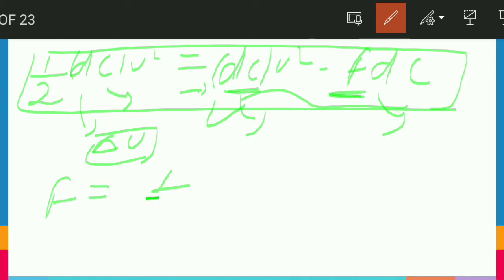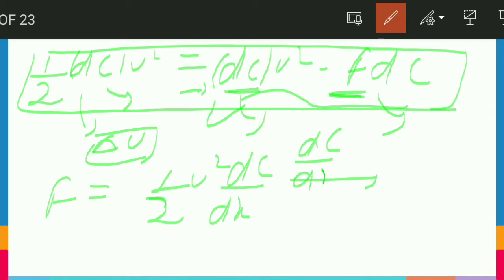F equals half V square dC upon dx. So just by doing dC by dx, where we have our C, we will get our answer: half epsilon b V square upon t multiplied by (k minus 1).